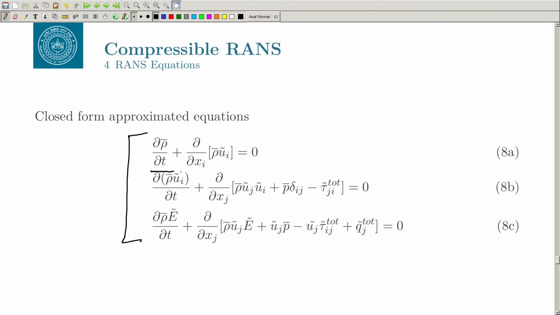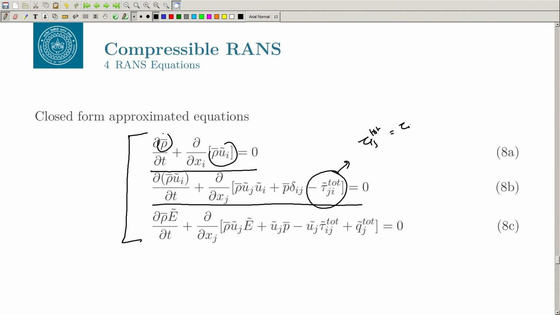This is similar to our Navier-Stokes continuity equation, except that we have a bar. This is also closer to that equation, except that we have this Reynolds stress term coming in here. So, this tau ij total is tau ij laminar plus tau ij turbulent.